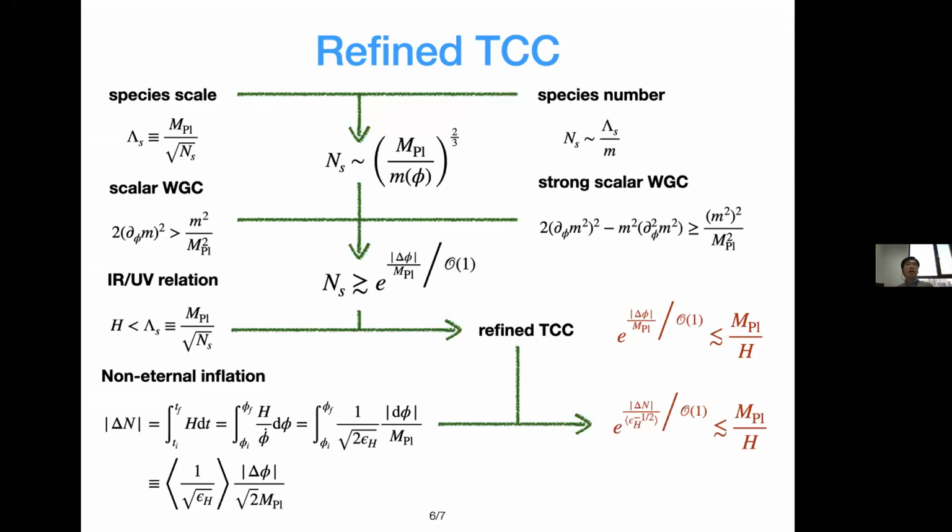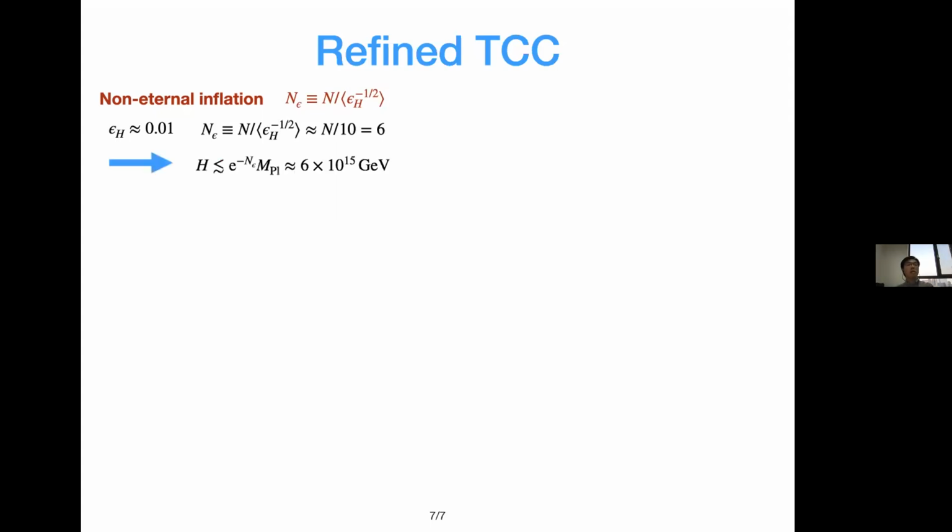So although not shown here, I also use some entropy bound to get the same result from our refined TCC. In the end, let's look at the cosmological implications for non-eternal inflation. For example, the slope parameter at order -2, the inflationary scale could be realized near the GUT scale.